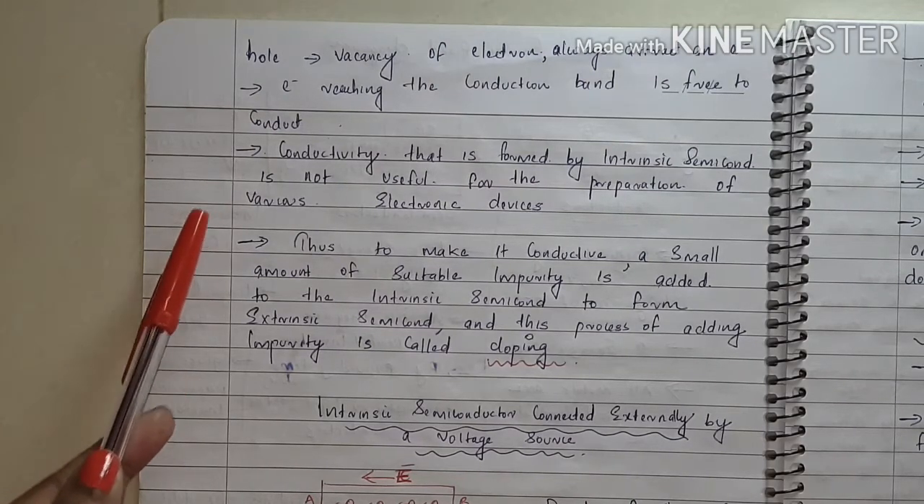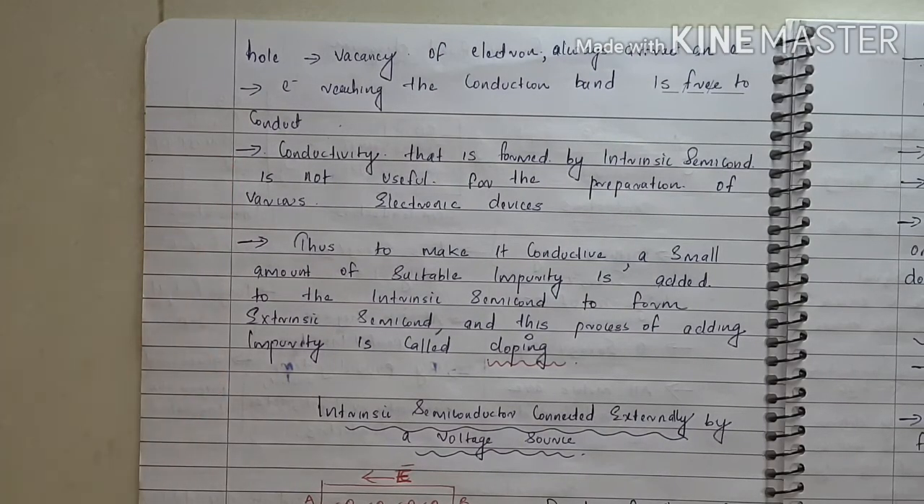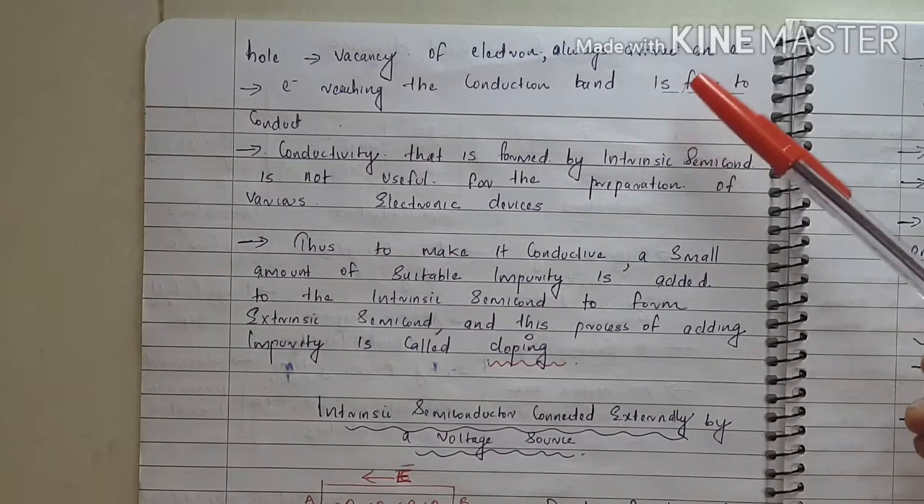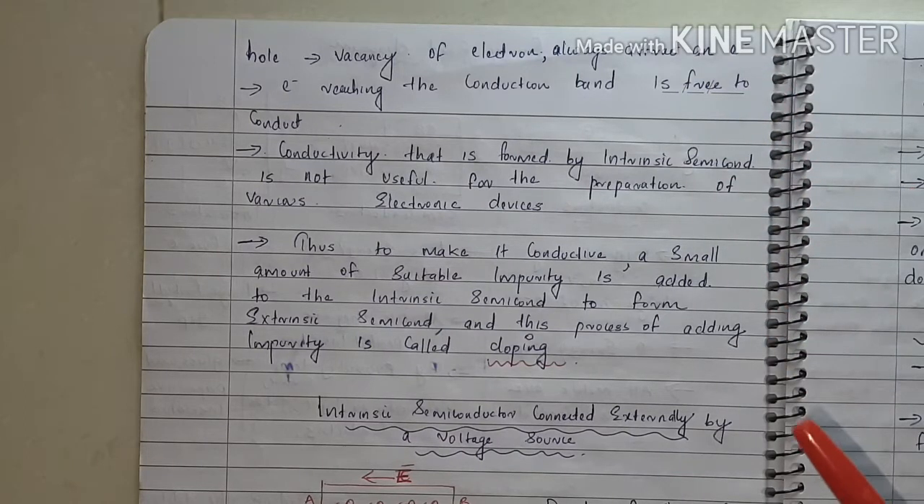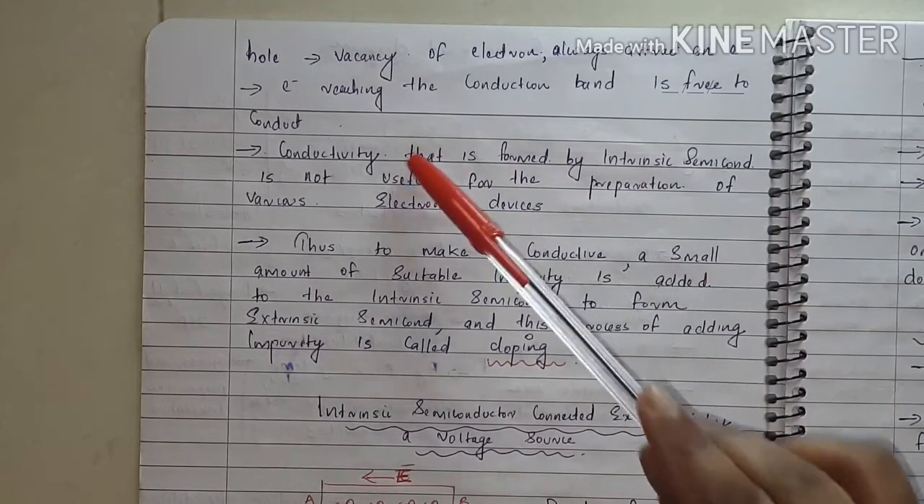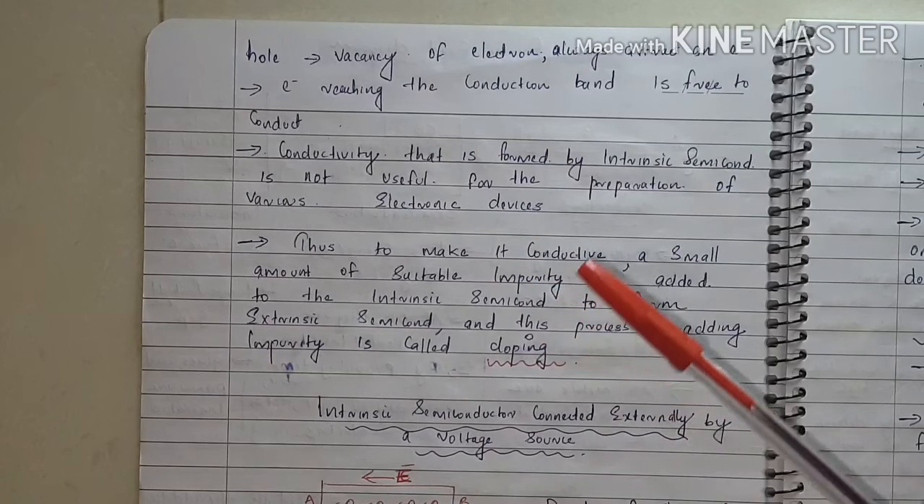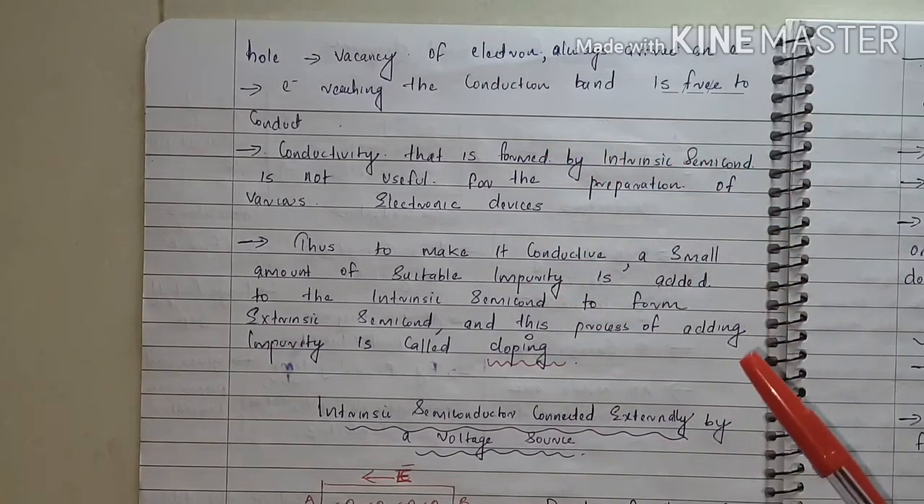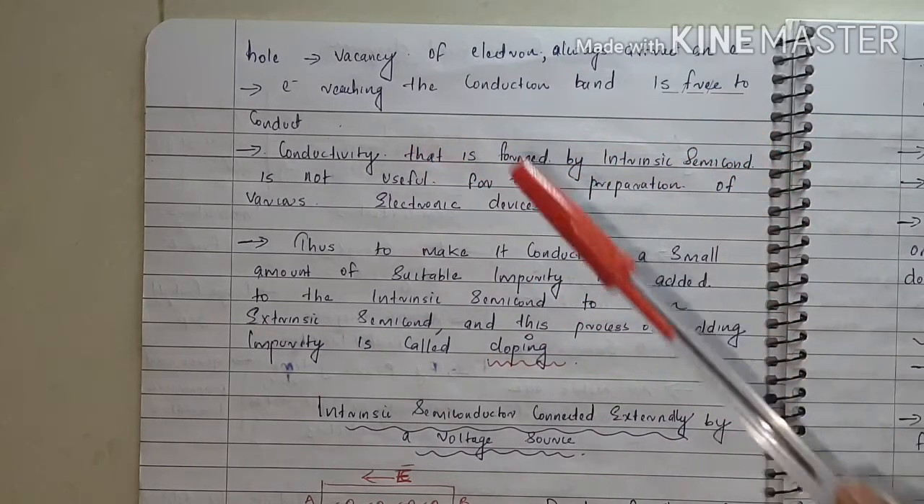Here is the definition of a hole. A hole is always a vacancy created by an electron, that is, a vacancy of an electron, and it always tries to attract an electron. This is the definition of a hole. And the electrons reaching the conduction band are free to conduct.